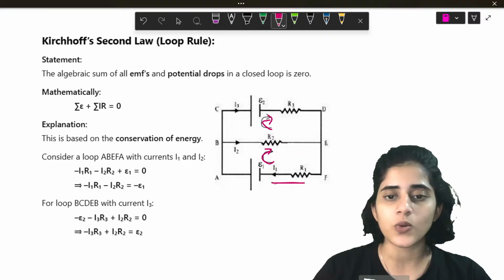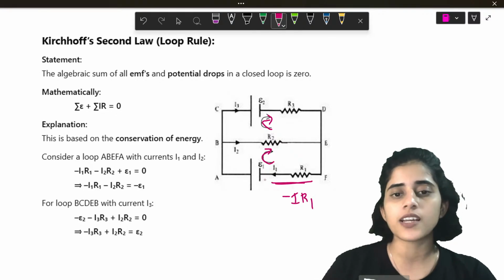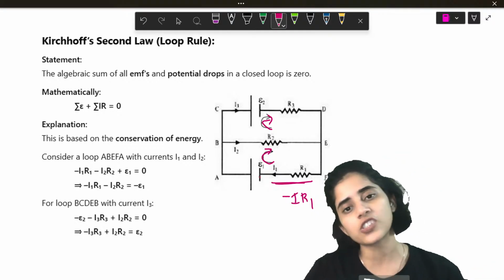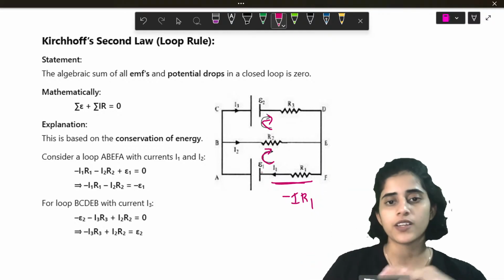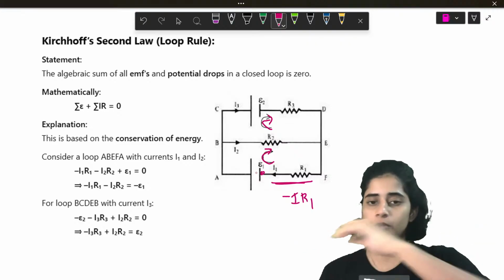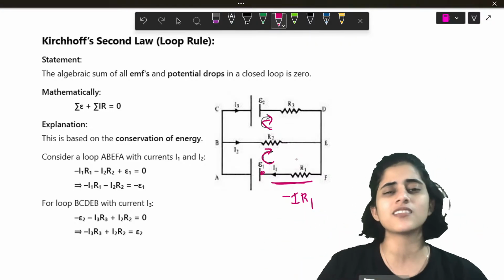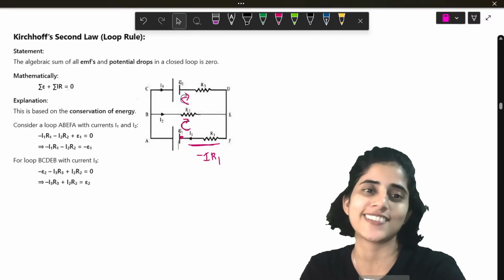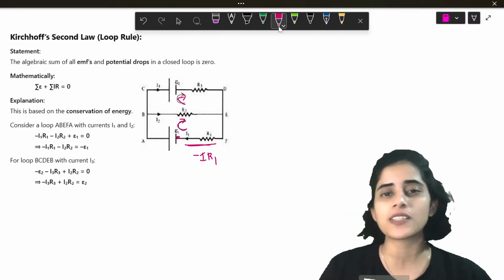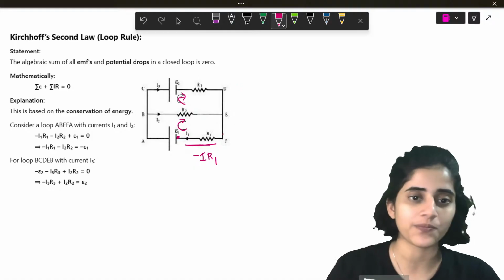Minus I1 R1. This is the first one. Minus I1 R1 because it is in the direction opposite to which I am moving. So I am starting from here, and I am going this way, but the current is going this way, so I put it as negative. It's going in the opposite direction to which I am going.